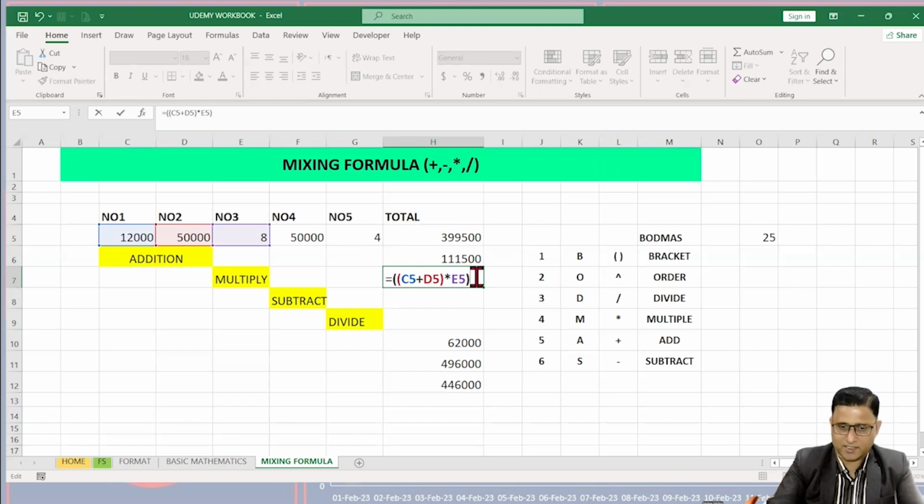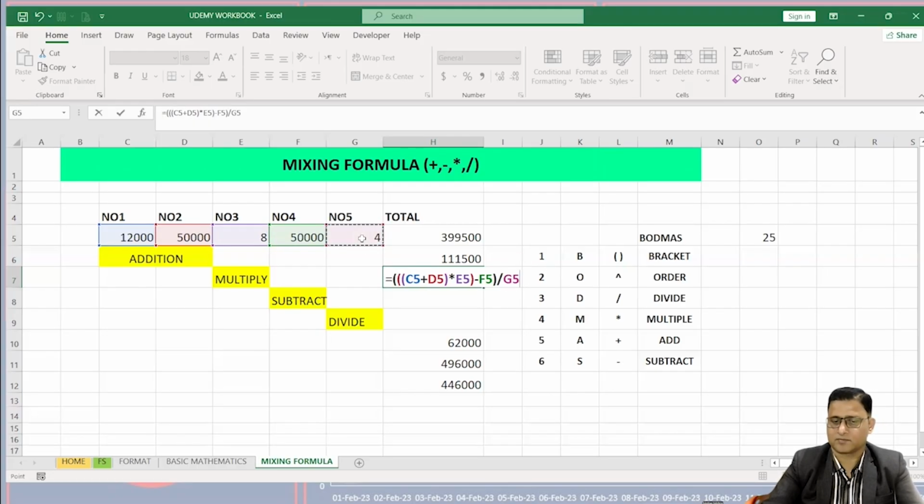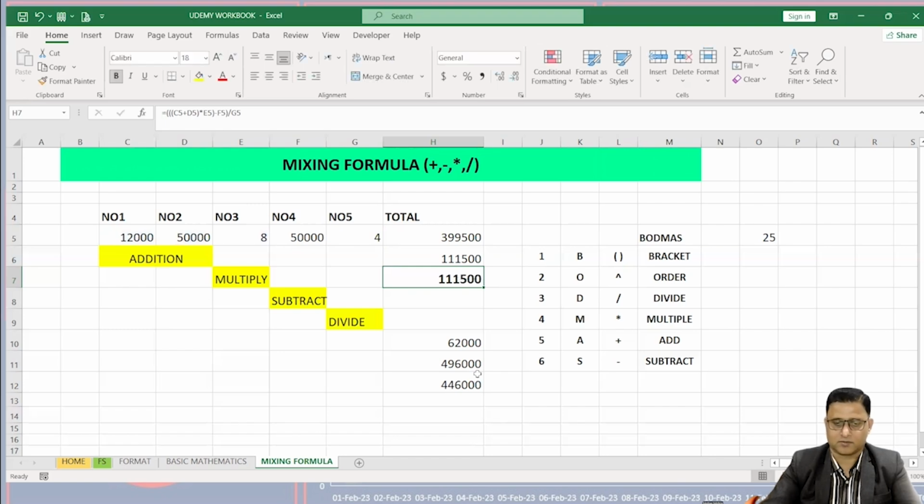This one is subtracted by this number. Still one more function is there, so one more bracket, and one more bracket at the start. And the last one is the division. So we have made 1 unit, then multiplied by this one, then this becomes 1 unit, then this is subtracted by this one, then this becomes 1 unit, and lastly divided by this one. So you will get the final result here.